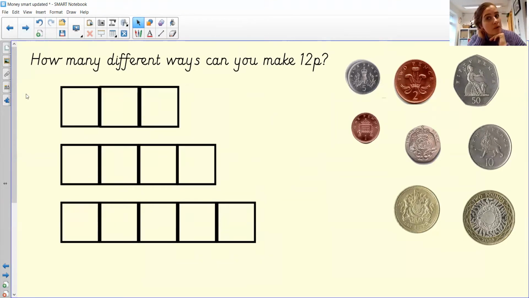And exactly the same one for this one. How many different ways can you make 12p? Pause the video now and try this. Can you make it in 3 ways, in 4 ways, and in 5 ways?